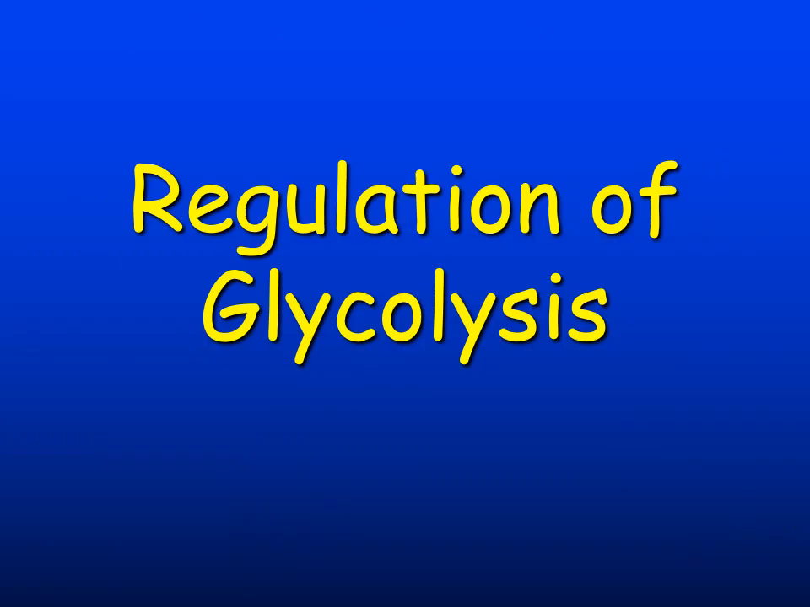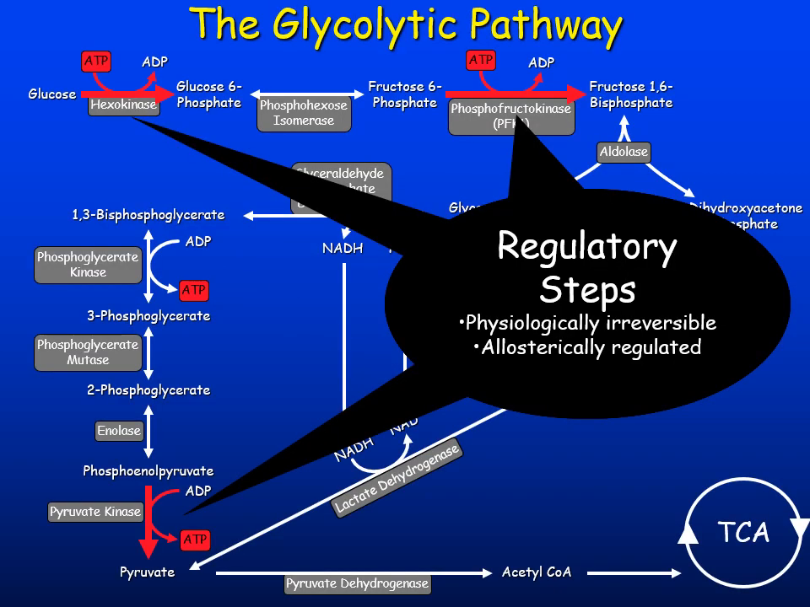Alright, so that was the energy bit. Now let's get into the important stuff. Let's look at how this pathway is regulated. And to regulate this pathway, we do so through the 3 steps that you can see here, catalyzed by hexokinase, phosphofructokinase 1 or PFK1, and pyruvate kinase. I've coloured their arrows in red, and that's because they are one-directional reactions or physiologically irreversible.